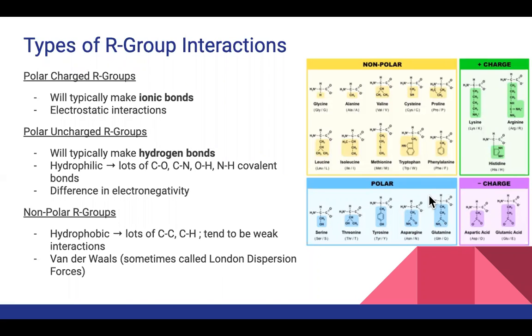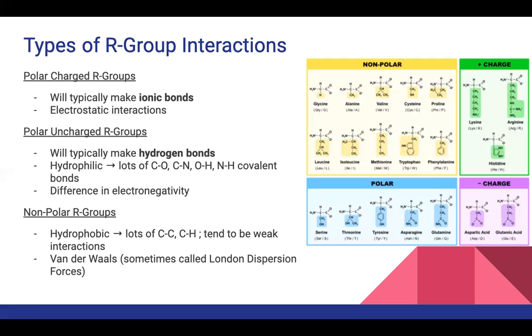You can have polar uncharged groups down here where, again, this is where the dipoles could potentially come in. So you might get partial charges. And for that reason, they're most likely going to form hydrogen bonds in the case of amino acids specifically, because most of them have hydrogens involved. They are hydrophilic, so they're water loving.